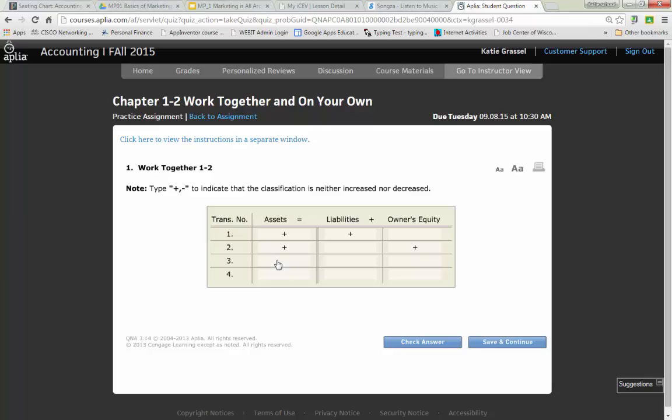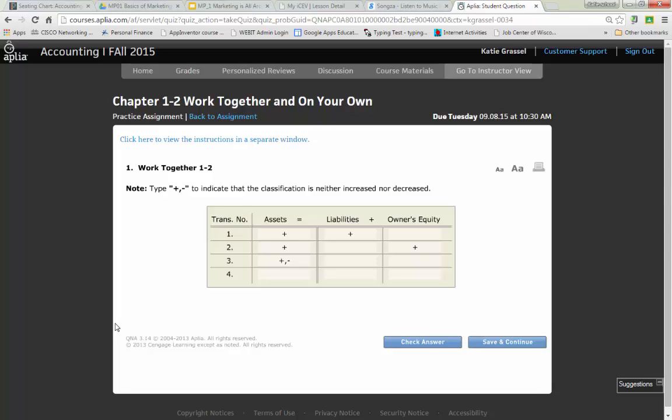So we're going to have an asset going up and an asset going down. That's why I didn't type anything in there. So I'm going to do a plus, comma, and a minus. The last one that we're going to do today, because I am going to get through it before the bell rings, is going to be paid cash on account.